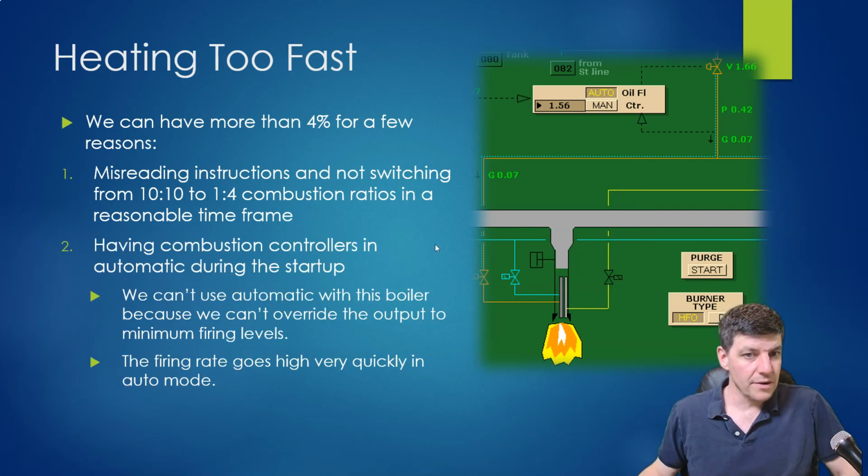The other area where we could make a mistake is not having our combustion controllers in manual during the startup. And if we don't have them in manual, then sometimes the automatic controllers can cause spikes in the oil output. All right, so we want to make sure we're doing this in manual operation, so that we can manually control how much oil is going into that flame.